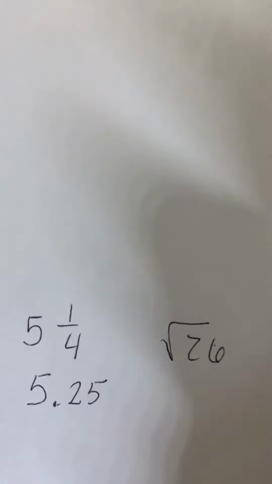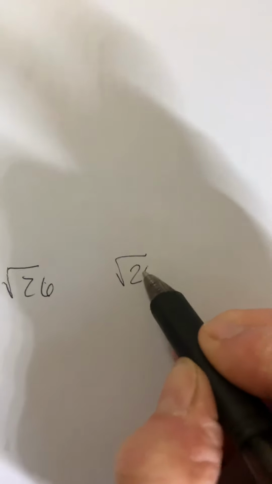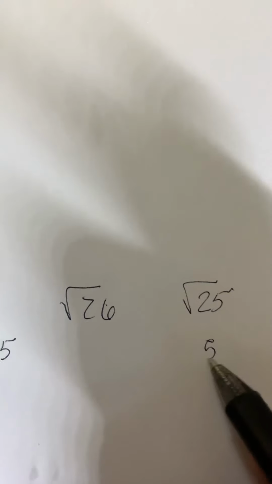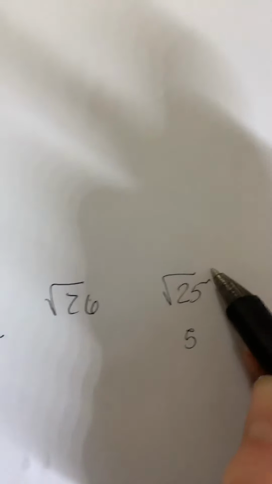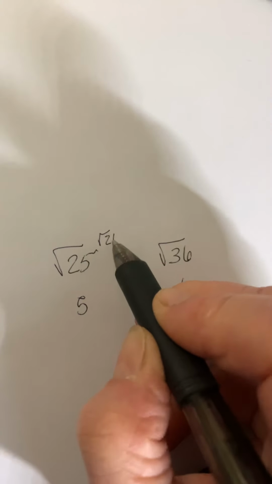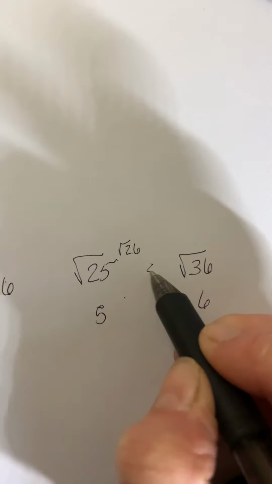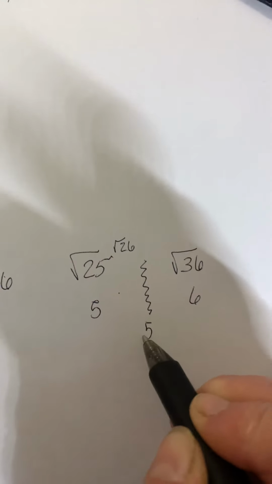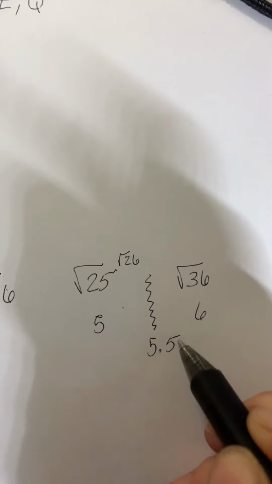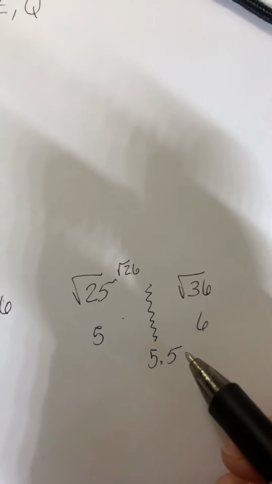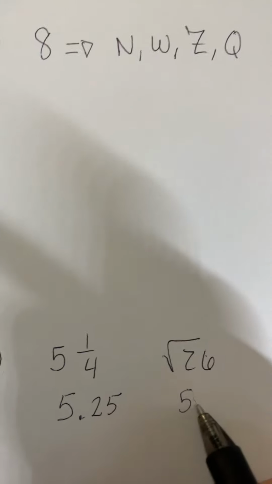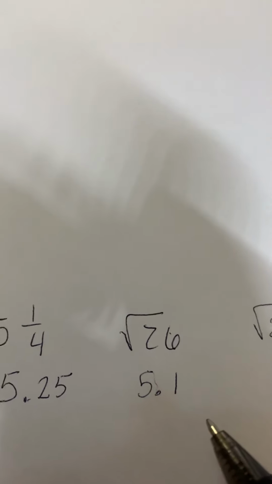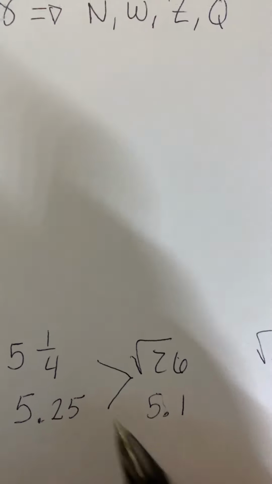This is not a perfect square. You know it's between the square root of 25 and the square root of 36. So it's between 5 and 6. It's really close to the square root of 25, right? So it's not halfway, so it's not going to be 5 5/10. It's going to be more like 5 1/10 as an estimation. So 5 1/10, and they're both positive, so you're going to clearly see that that is greater.